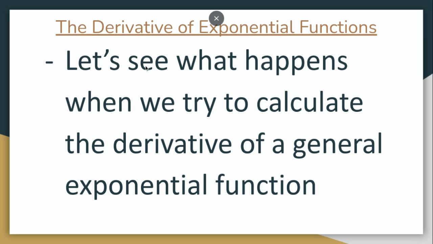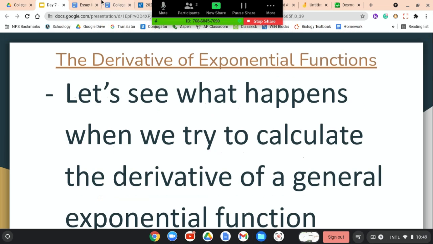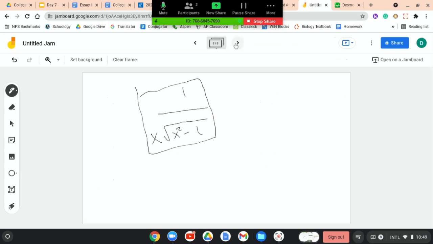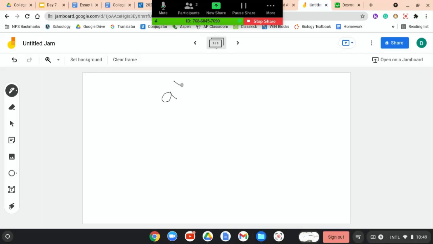All right. The derivative of exponential functions. Let's see what happens when we try and calculate the derivative of a general exponential function. We're going to return all the way back to our limit definition of a derivative. So if we want to calculate the derivative of a to the x, where a is just some number, any base, we could calculate it using our limit definition of a derivative.